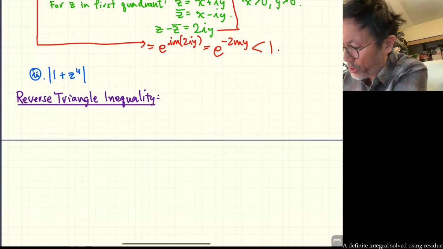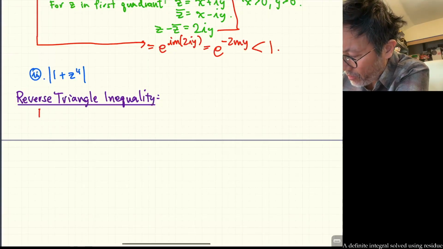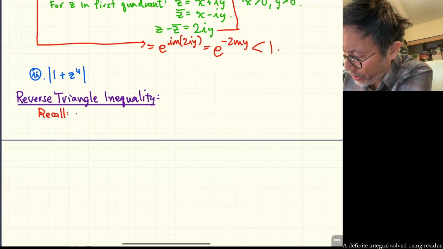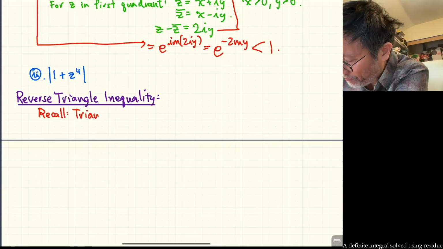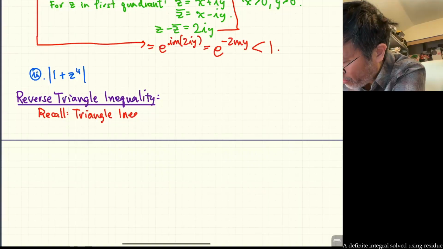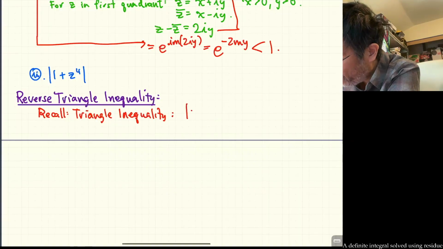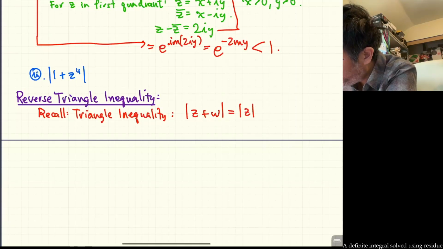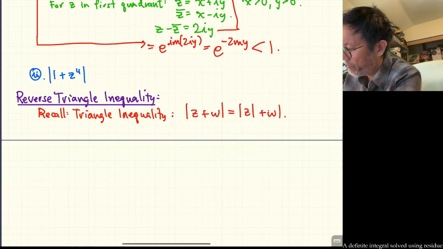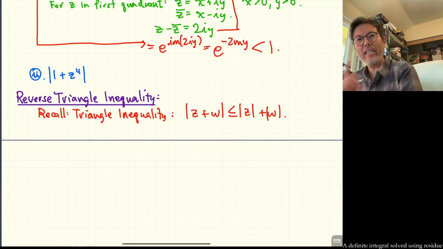So let me remind you of the triangle inequality. This one you should know. Very important. This one says that the modulus of z plus w is less than or equal to the modulus of z plus the modulus of w. Sorry, did I say equals? The whole point is that it's an inequality. It's less than or equal to the sum of the moduli.